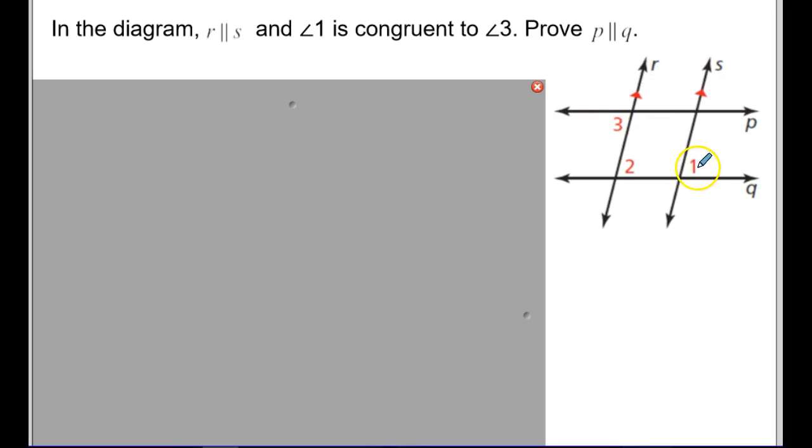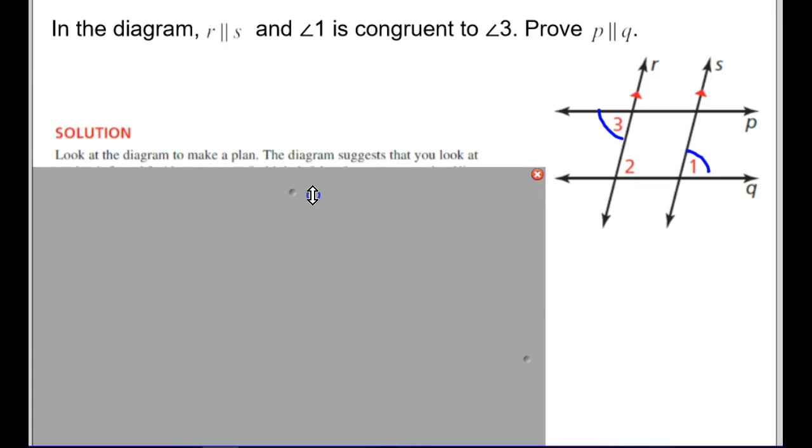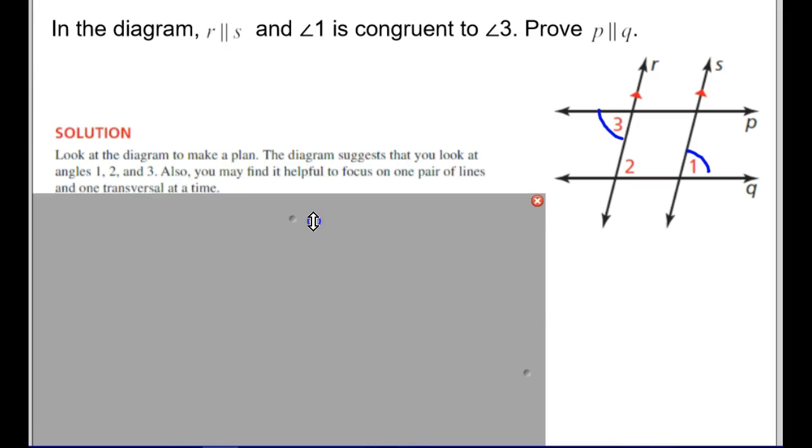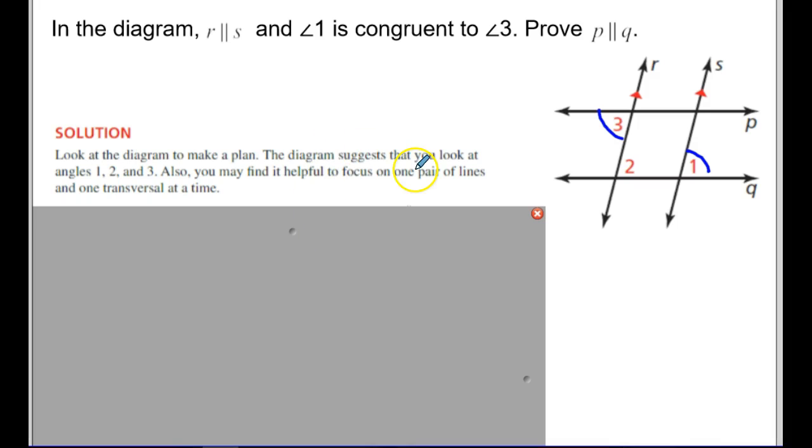So angle 1 is congruent to 3. I'm going to go ahead and mark that so that I can see it in my diagram as well. I want to prove that P and Q are parallel as well. We always need to make our plan, so let's look at one pair of parallel lines cut by a transversal first. Sometimes we're given much more information than we actually need.